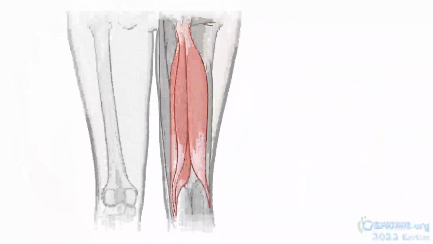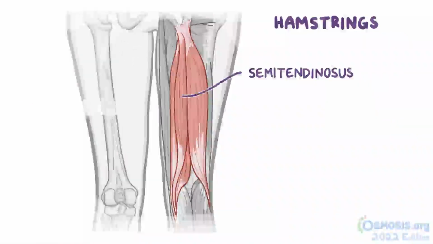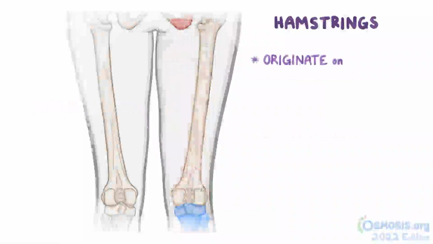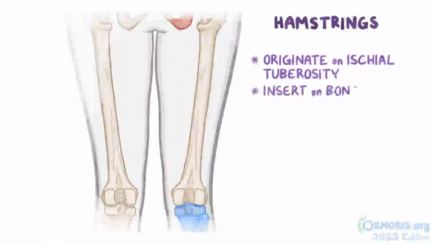Now, let's switch gears and look at the muscles of the posterior thigh, collectively known as the hamstrings. This group consists of the semitendinosus, the semimembranosus, and biceps femoris. Generally speaking, the hamstrings originate on the ischial tuberosity. They project downward to insert on the bones of the leg and cross both the hip and knee joint to extend the hip and flex the knee.